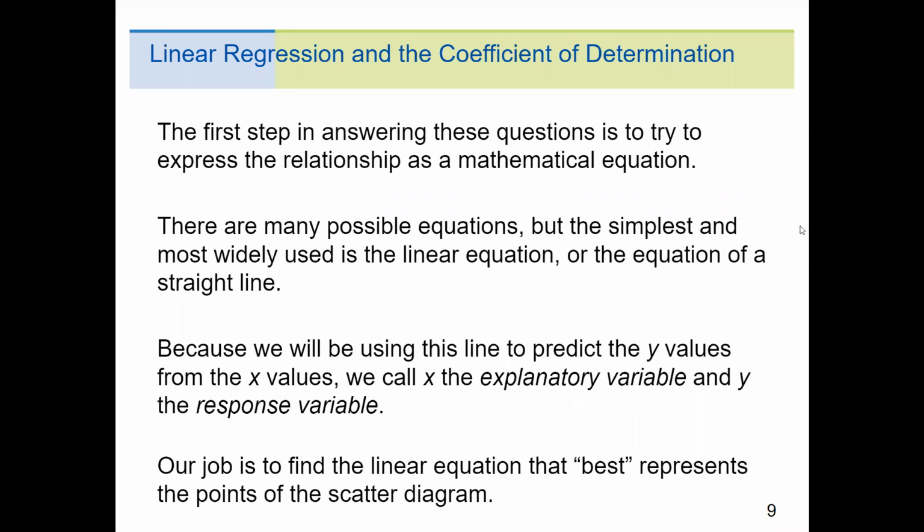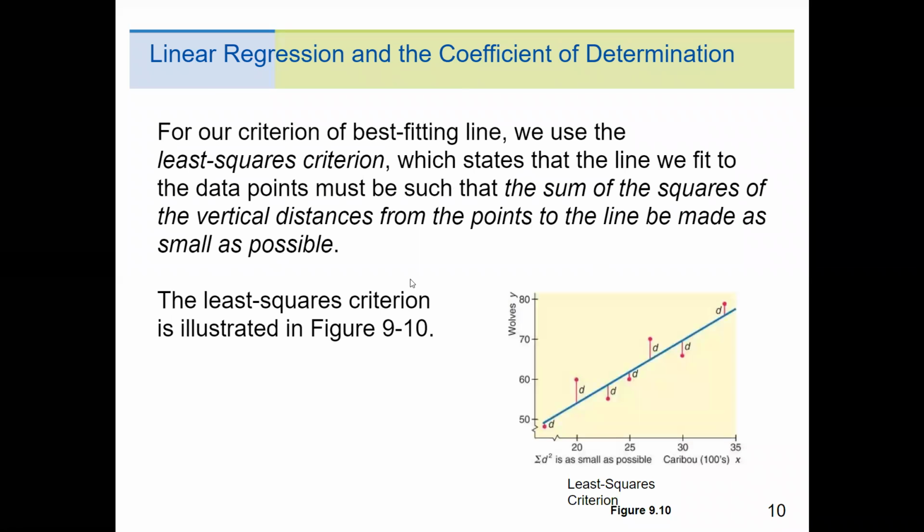The first step in answering these questions is to try to express the relationship as a mathematical equation. There are many possible equations, but the simplest and most widely used is the linear equation, or the equation of the straight line. Because we will be using this line to predict the y values from the x values, we call x the explanatory variable and y the response variable. Our job is to find the linear equation that best represents the points on the scattergram.